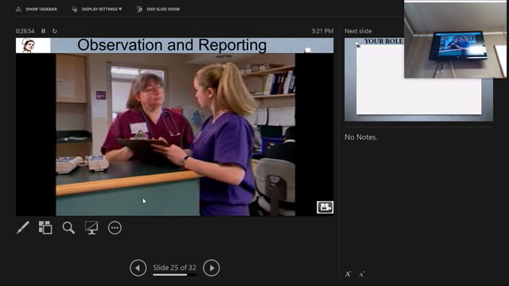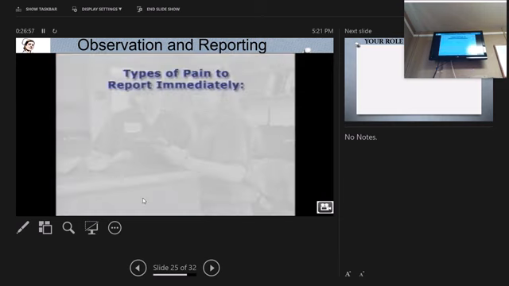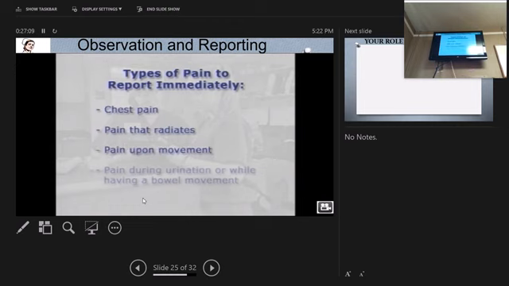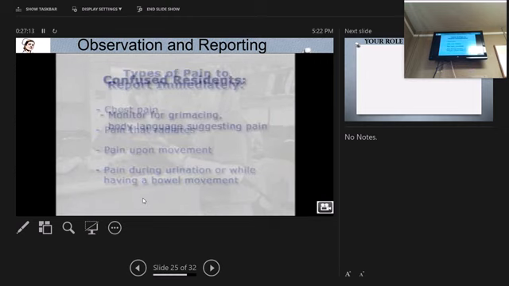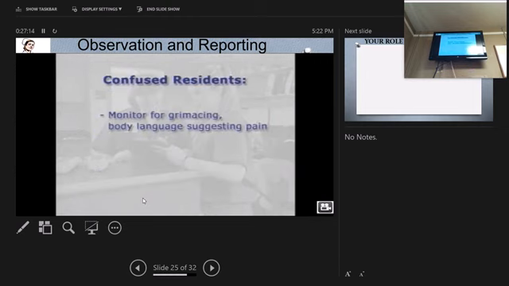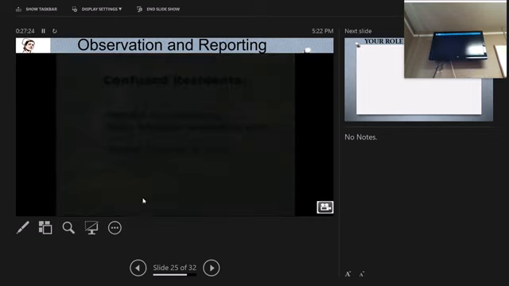soon as possible. Pain is our body's way of letting us know there is a problem and should never be ignored. Certain types of pain should be reported immediately, including any chest pain, any pain that radiates to another area of the body, pain upon movement, and pain during urination or while having a bowel movement. Monitor confused patients for grimacing and body language suggesting pain. Always report your findings to the nurse immediately.